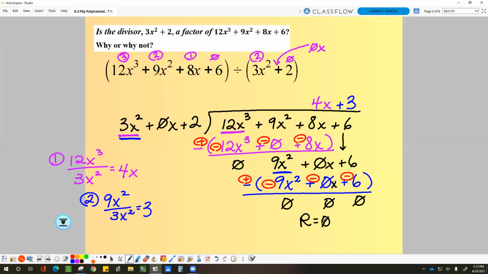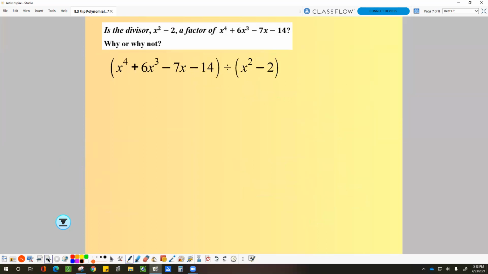That tells me that 3x squared plus 2 is a factor of this polynomial here. Okay? And my quotient is 4x plus 3. I have 2 more examples to work through. Each of them does have a remainder, so we'll write that as a fraction, the remainder over the divisor.